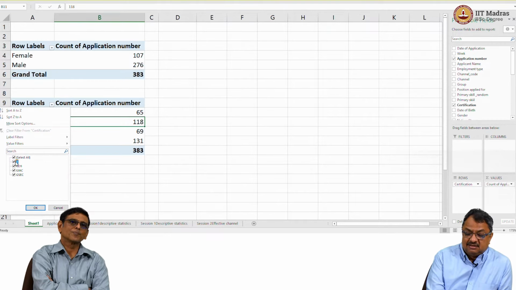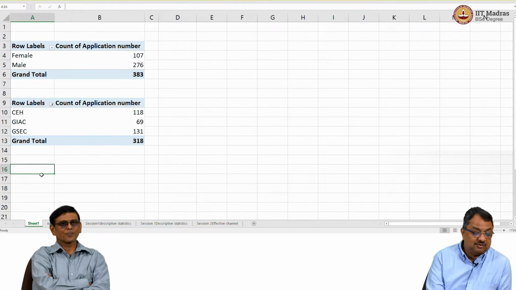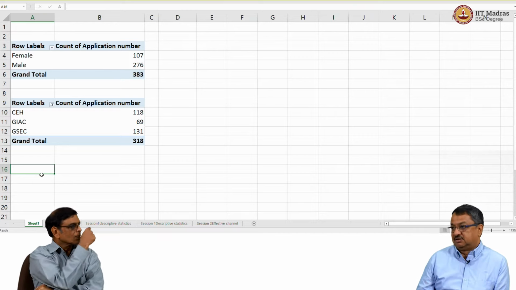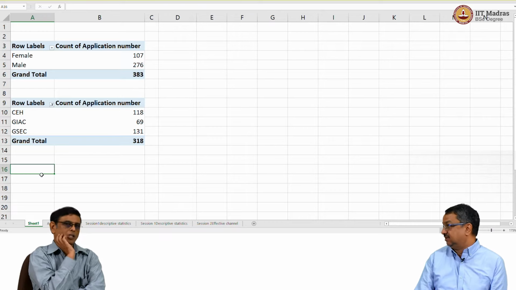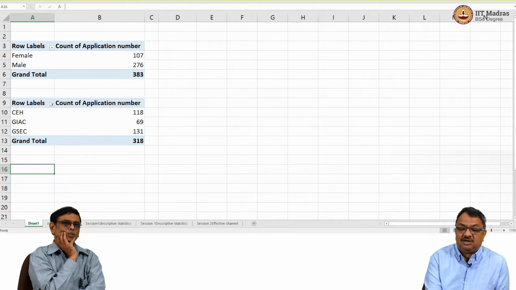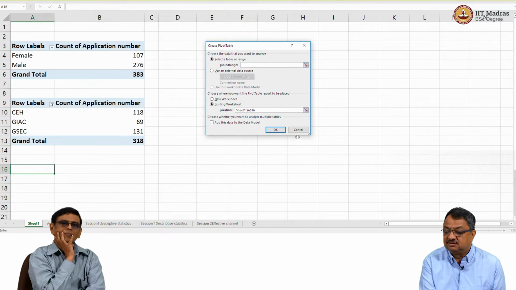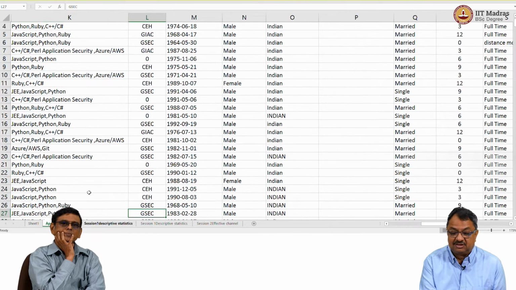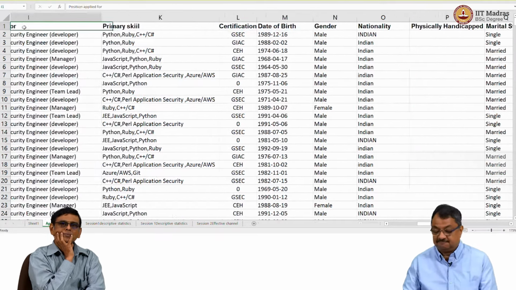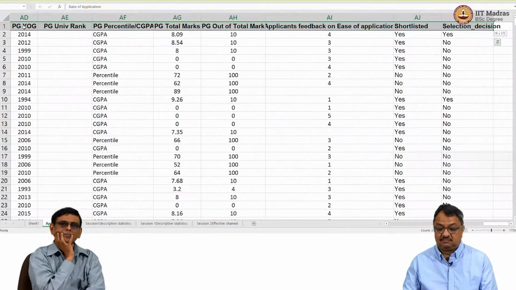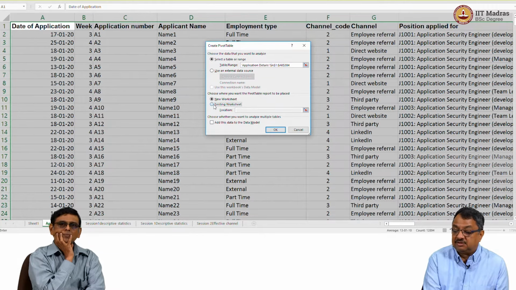And then if you wanted to do something more interesting, how many women had GACC, as an example? We could do a little bit more in the pivot table. So I'll insert one more pivot table with the same data, and again I'll put it in the same sheet.